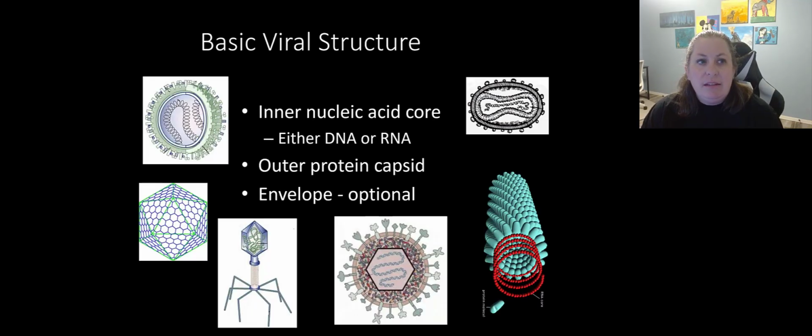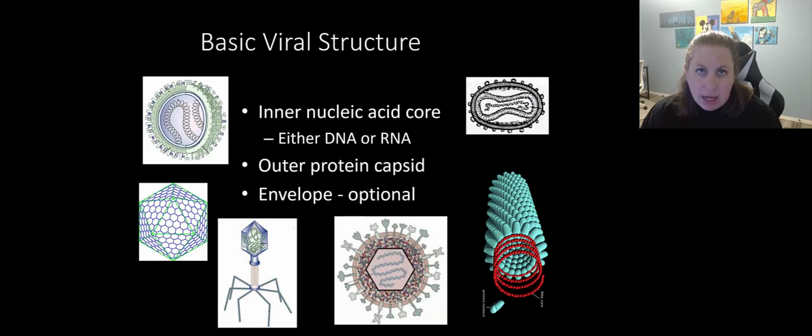So let's look at some basic viral structures. So when we look at viruses, they do contain an inner nucleic acid core. This core is going to be made up of either DNA or RNA. They do not have both. Prokaryotic and eukaryotic cells do have DNA and RNA. Viruses do not. They have one or the other. They are going to store or hide away this DNA or RNA in a protein capsid. This outer protein capsid a lot of times is going to offer protection for that DNA and RNA. And they come in all kinds of different shapes.